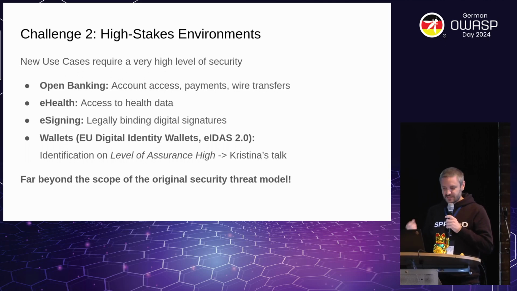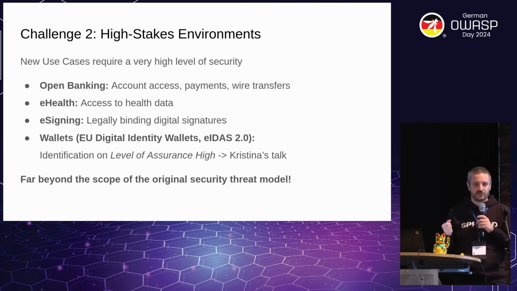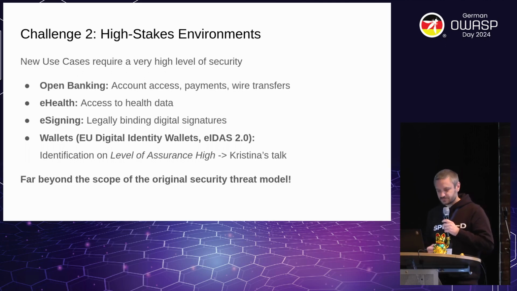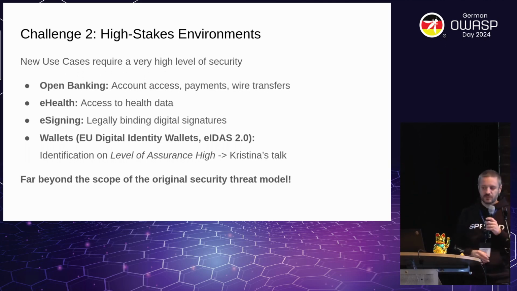And that needs to support identification on a level of assurance high, so also really high requirements on the security of that. So yeah, is OAuth suitable for that? I mean, it brings all the things we need, but probably you need to really, really make sure that it is secure. So this is all far beyond the scope of the original security threat model.